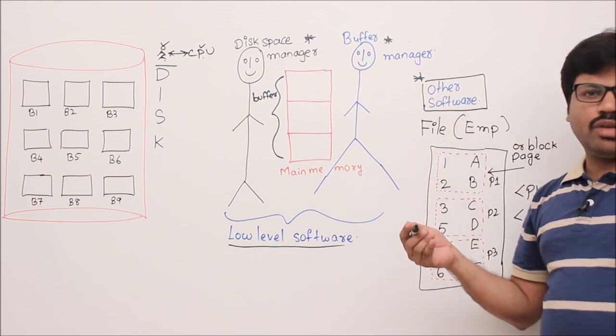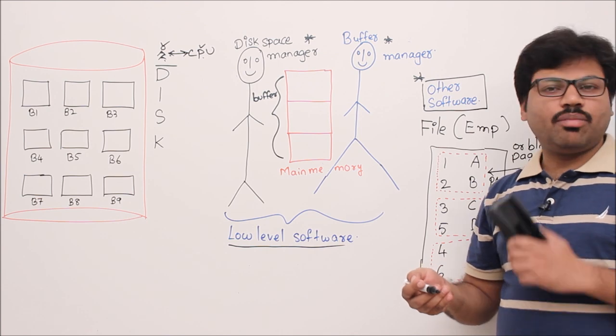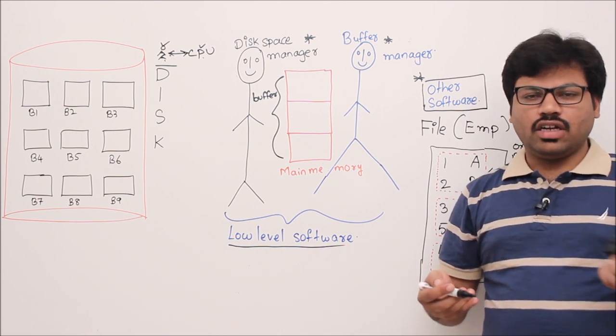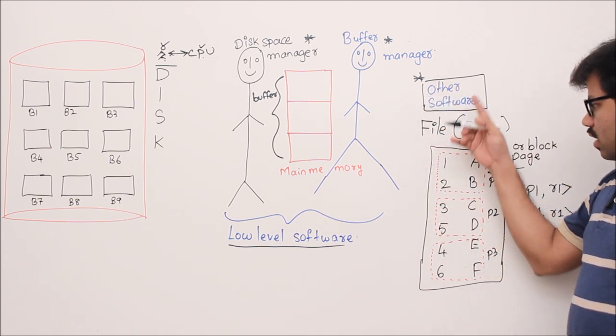What is the other software in the DBMS? Transaction concurrency management, or recovery management. There are a lot of things which the DBMS has to do. Then there will be a lot of modules. Let's say these are all other modules.